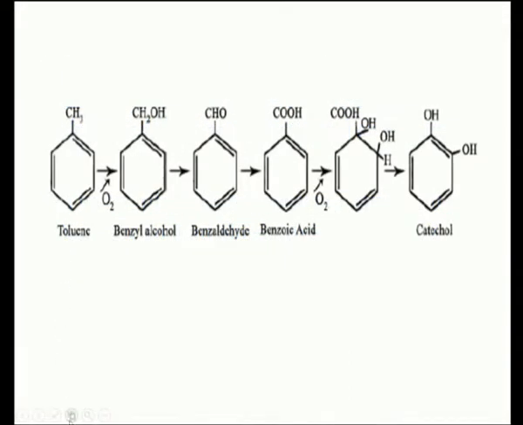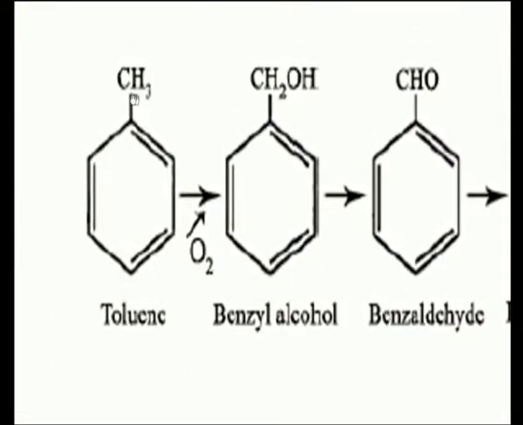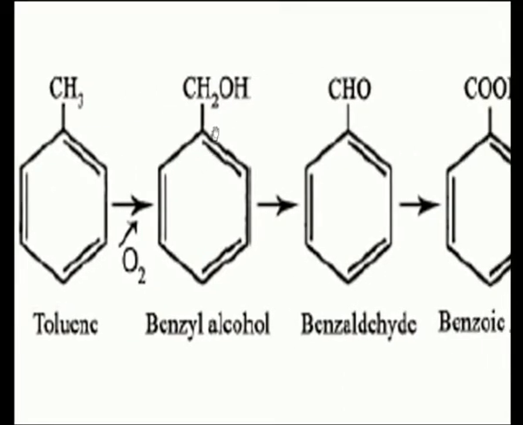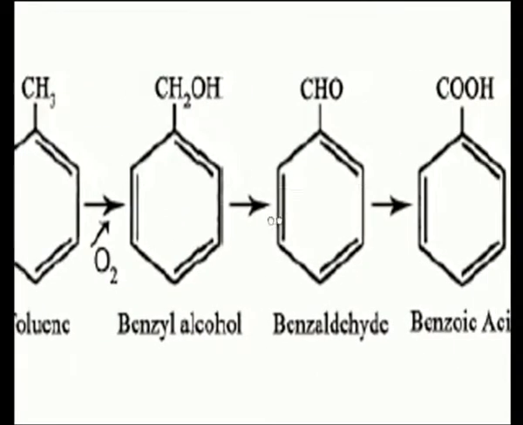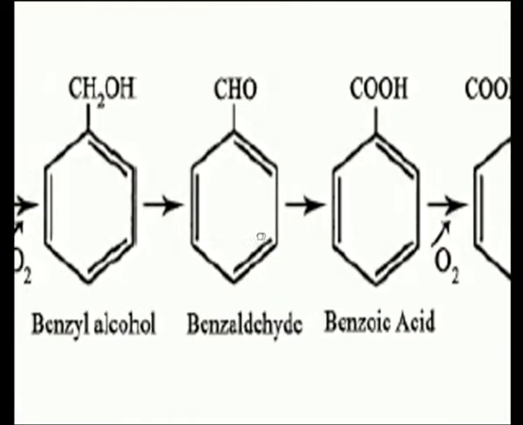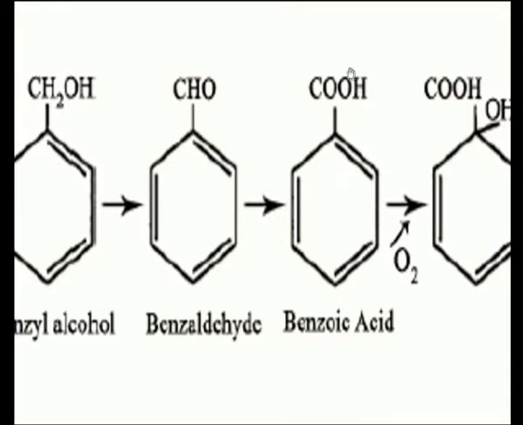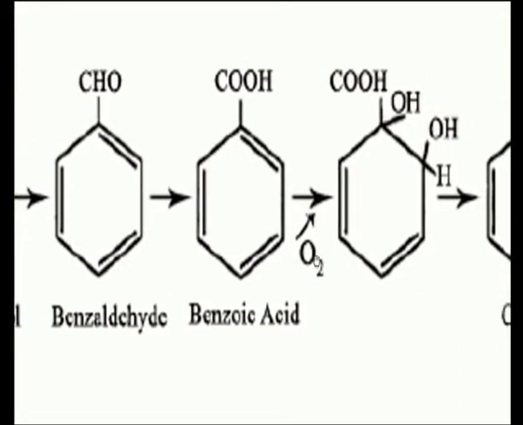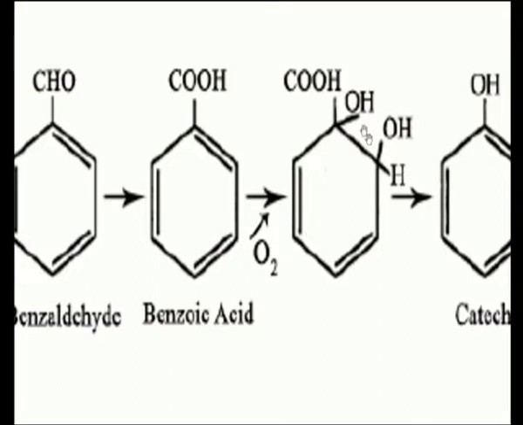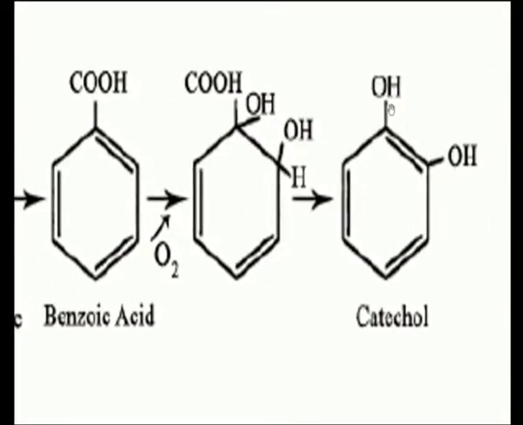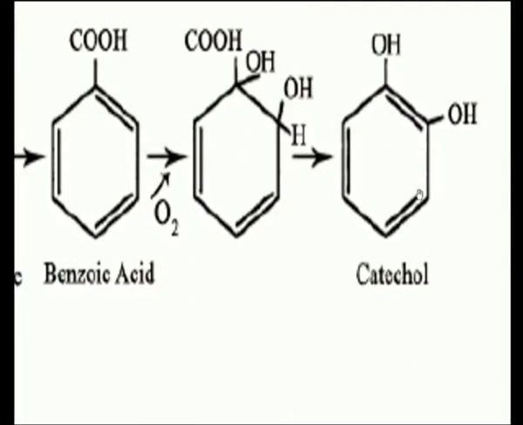Here is an example. Toluene, a methyl-substituted benzene, reacts with oxygen and first forms benzyl alcohol, which undergoes decomposition to produce benzaldehyde. Further oxidation gives benzoic acid, which reacts with molecular oxygen to produce a catechol-like molecule where two hydroxy groups are present on adjacent carbons. This will further undergo decomposition to produce catechol. So, catechol again, similar to benzene decomposition, will undergo decomposition.